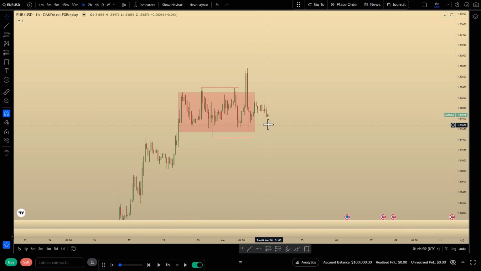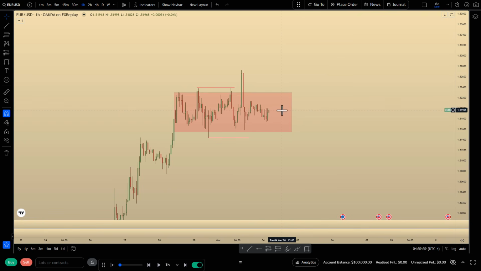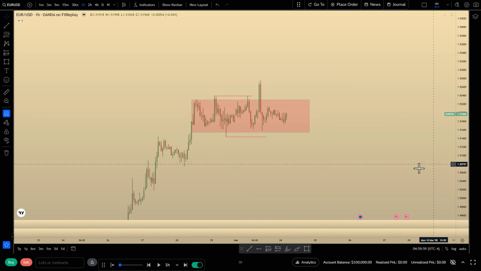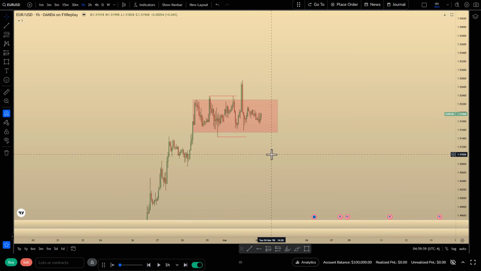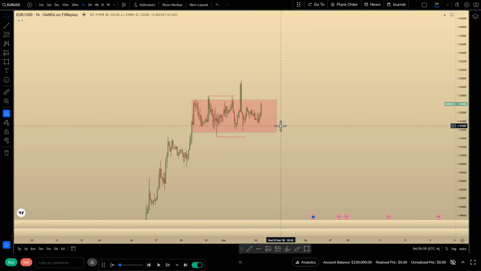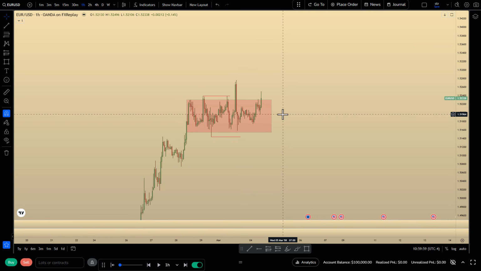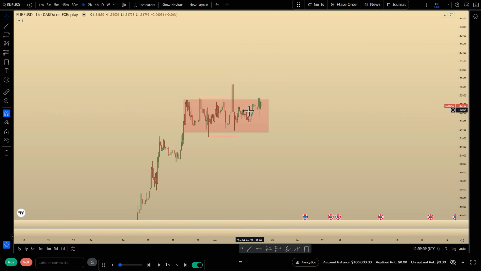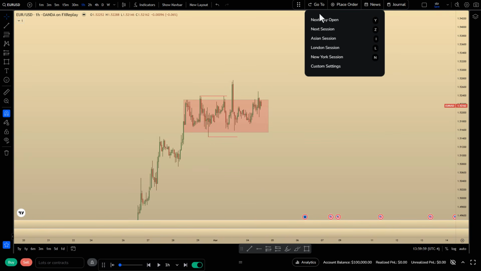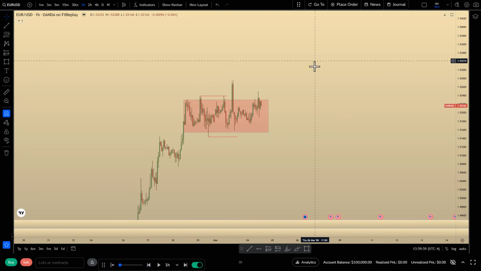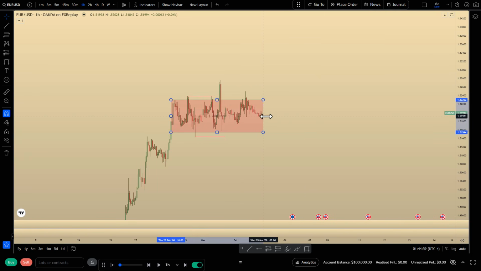Alright, so Tuesday is still in the range. When you have a range like this, you want to stay zoomed out like this, so you can see the bigger picture. Still the range. Let's go back tomorrow. We are still at the range.